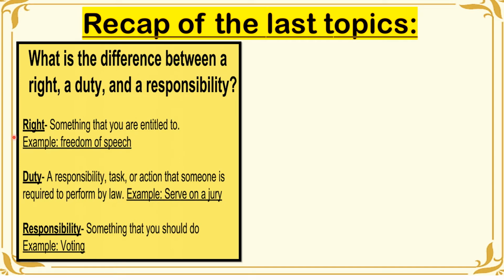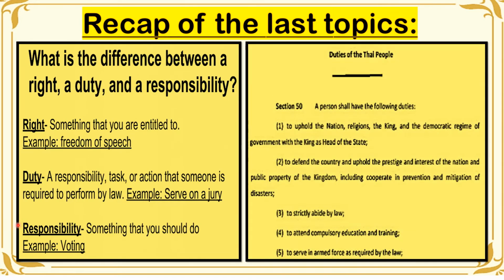Example, freedom of speech. Next, duty: a responsibility, task, or action that someone is required to perform by law. Example, serve on jury. And responsibility means something that you should do. Example, voting. We also discussed the duties of Thai people. So these are some of the duties of Thai people.